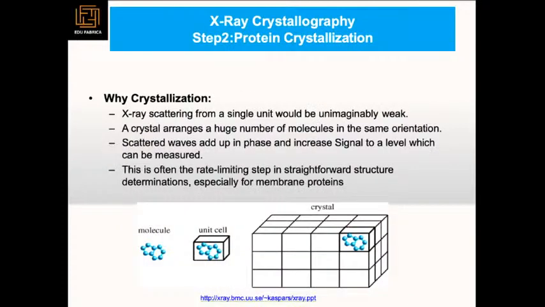Then comes the protein crystallization. Once the protein is extracted, it's time for the crystallization of the whole thing. So here you can see one molecule, one unit cell, but in the crystal there will be a lot of these units together, which will help us to make a better structure. An X-ray scattering from a single unit would be unimaginably weak. So the crystal arranges a huge number of molecules in the same orientation. So scattering waves add up in phase, increasing the signal to a level which can be measured, and this is often the rate limiting step in the structure determination of membrane proteins.